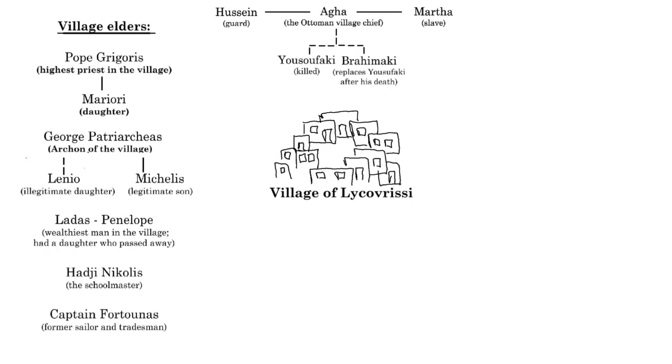The last really important elder is Father Ladas, the richest man of the village, who lives with his wife Penelope. Now, they basically live like beggars because Ladas is too cheap to spend money even on the most basic stuff. The 2 of them actually did have a child, an unnamed daughter, who died because when she fell ill, her father was too cheap to send for a doctor.